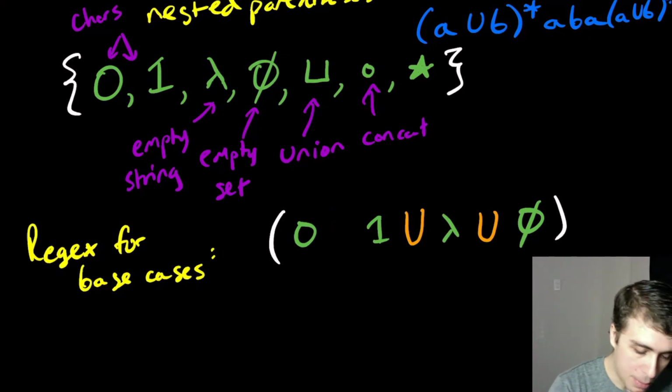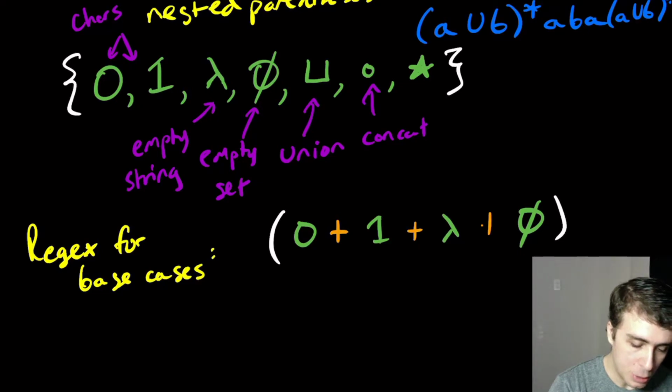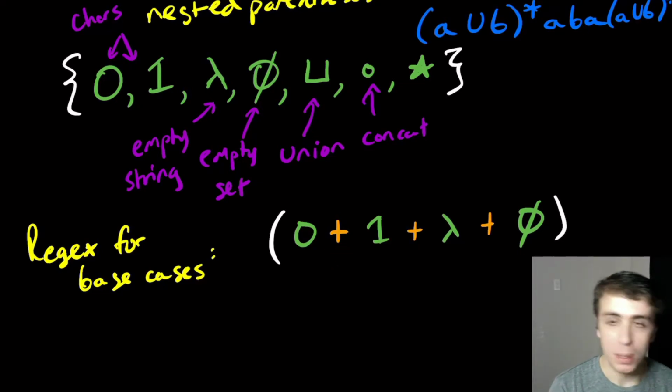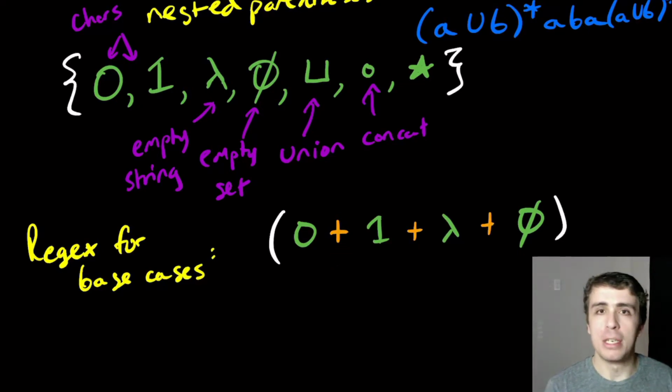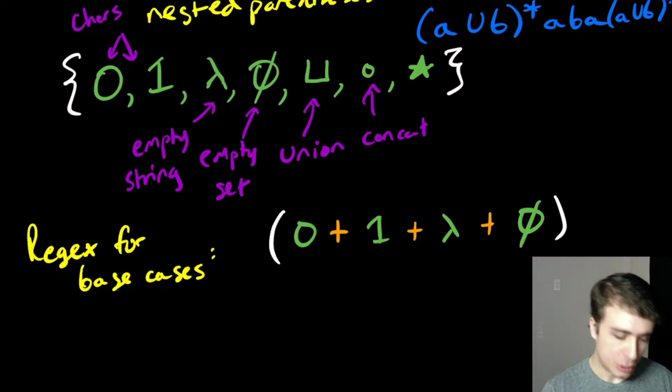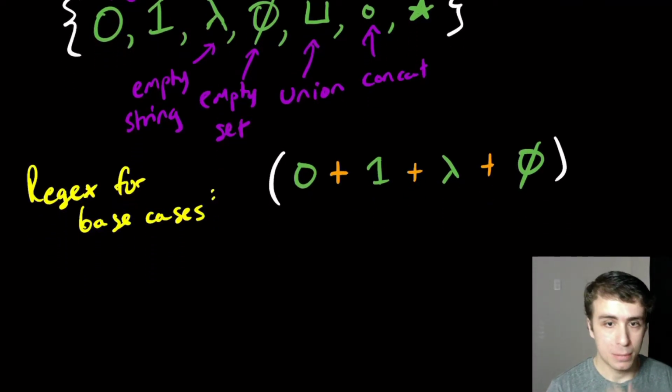Actually, what I'm going to do is put plus. This is what I'm doing in the class I'm teaching right now. We're using plus for union. You can use a number of operations. The orange represents the operation here, not the character. All right, so this is for the base cases.